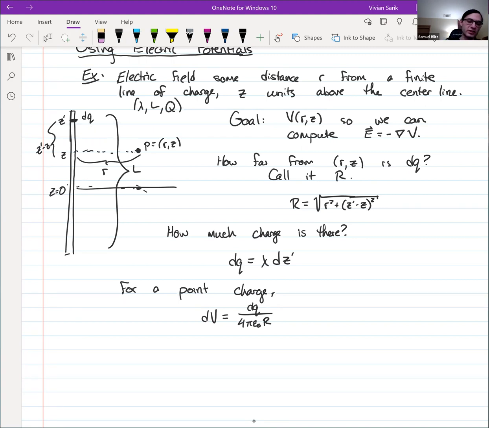That's a very curvy distance. The distance here. And so we're going to have to replace that with the square root of R squared plus Z minus Z prime squared.